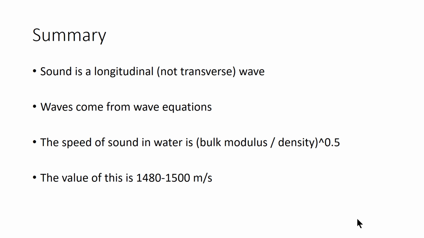Waves are created as mathematical constructs from wave equations, which we now know how to identify. They have two derivatives in space and two derivatives in time. The speed of sound in water is equal to the square root of the bulk modulus divided by the density, and we know the value of that speed of sound is between 1480 and 1500 meters per second, depending on the conditions of the water.